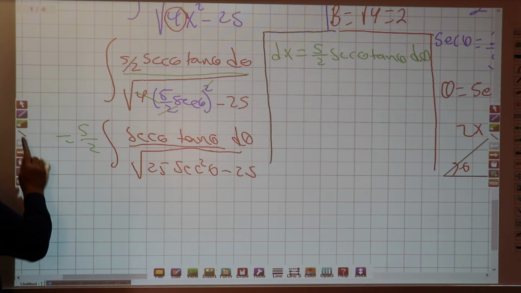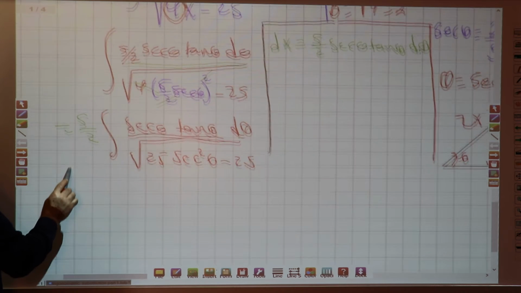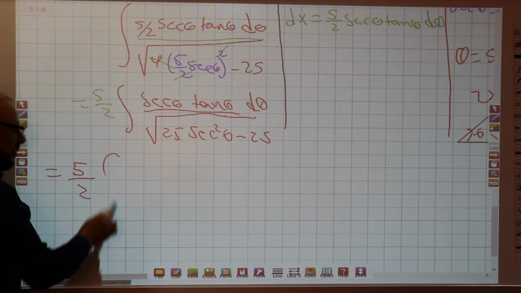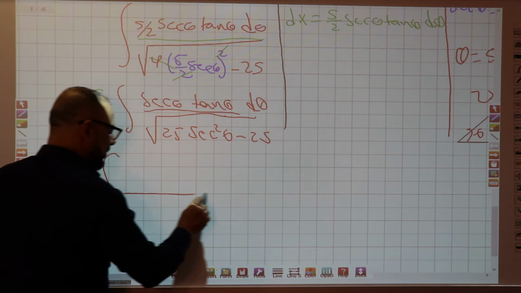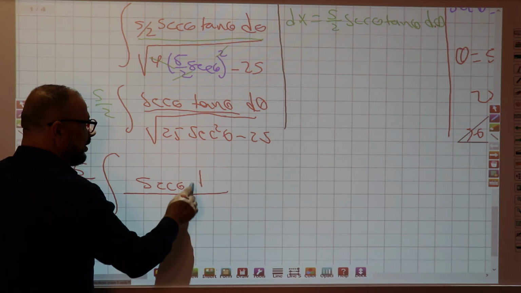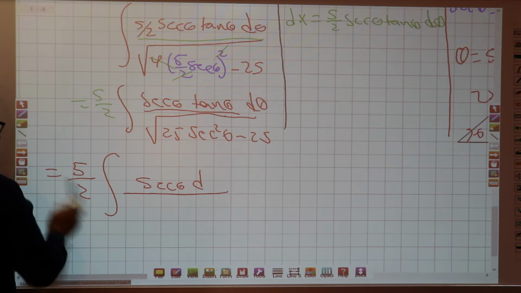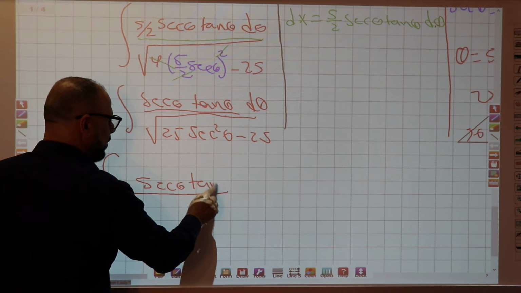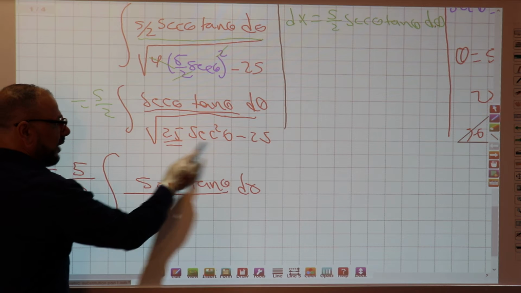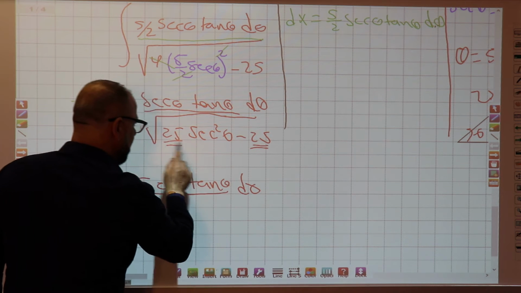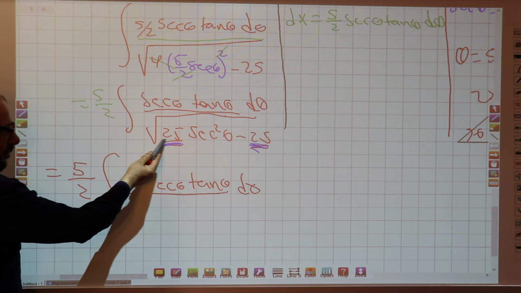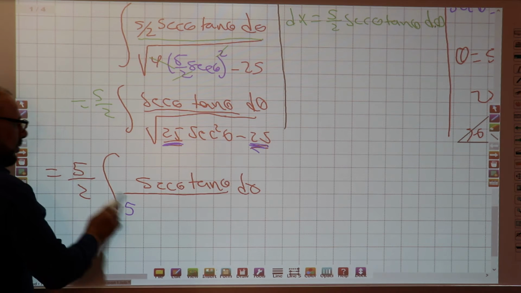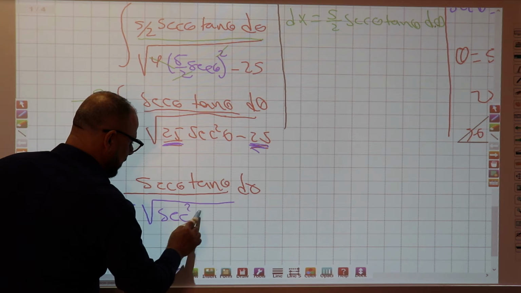Okay. We're going to keep simplifying. You have to understand, we are teaching, we are not solving. We are teaching students, we are not solving a problem. Solving will be very fast. Secant theta tan theta over tan theta d theta. I can take the 25 out, you see the 25? This becomes 5 square root of secant squared theta minus 1.